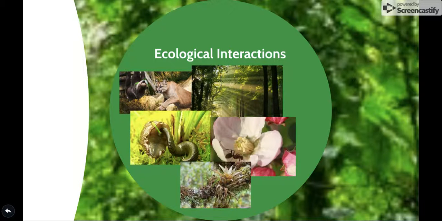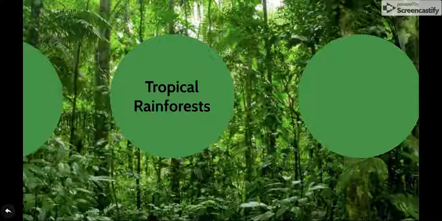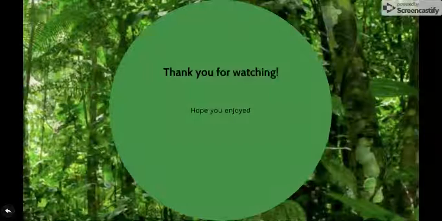An example of parasitism is a leech latched onto any animal because the leech uses the animal as a host. An example of predation is a jaguar and a sloth because the jaguar hunts the sloth.